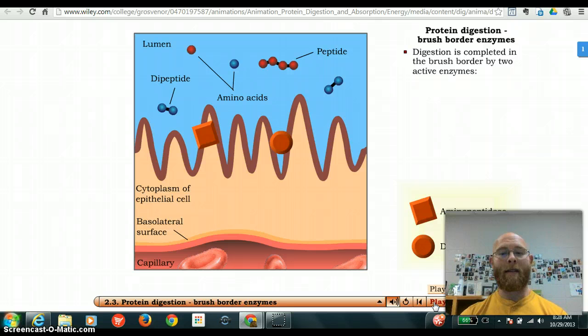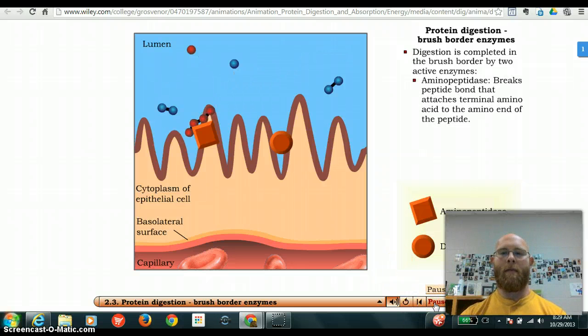You might be able to infer based off their name what they do. One of them is going to involve the free amino acids, and the other is going to involve these dipeptides. Again, this normal peptide will come into play here in a moment as well. It's called the brush border because you can see these finger-like extensions, the cilia, if you want to call them, look like a brush.